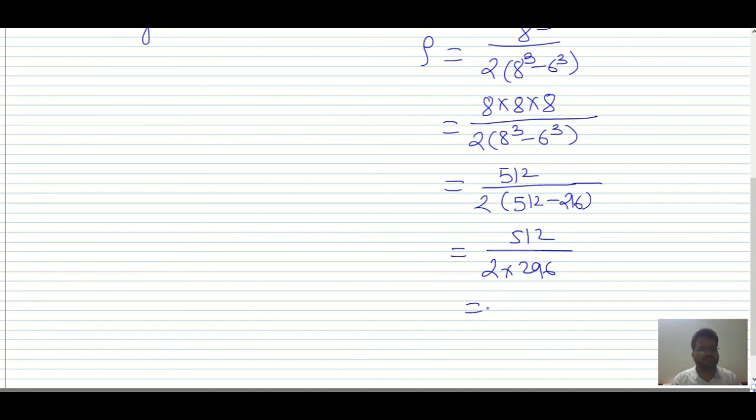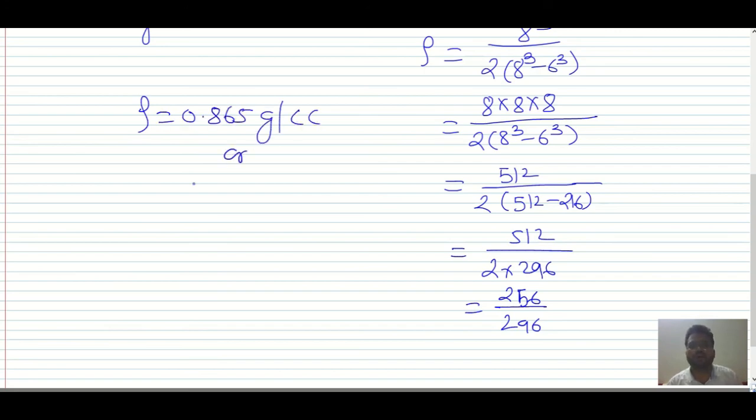If you just solve this, 2 ones are 2, 2 fives are 256, so it is 256 divided by 296, and you will get 0.865. So the density we have is 0.865 gram per centimeter cube or 865 kg per meter cube. So I hope this is clear.